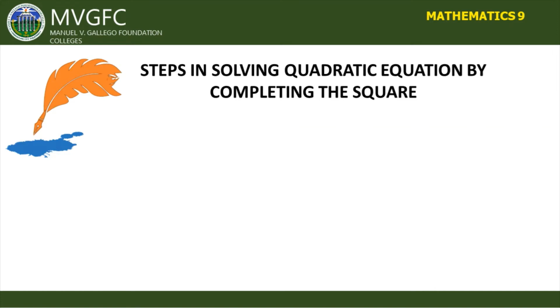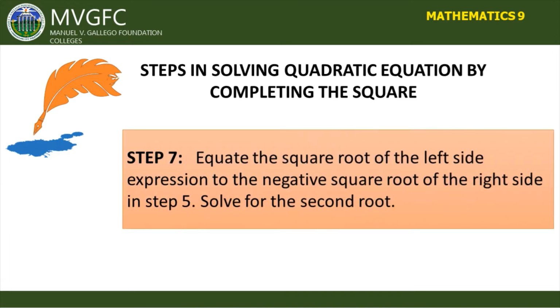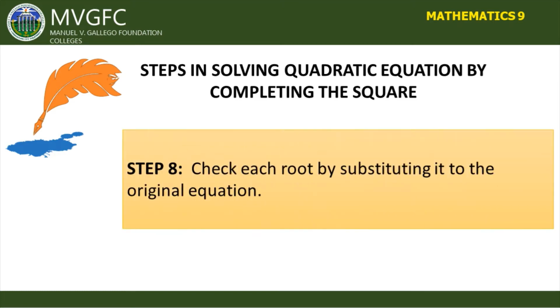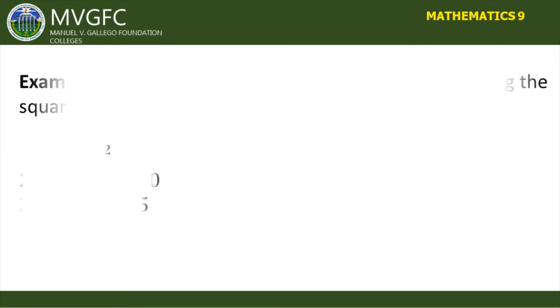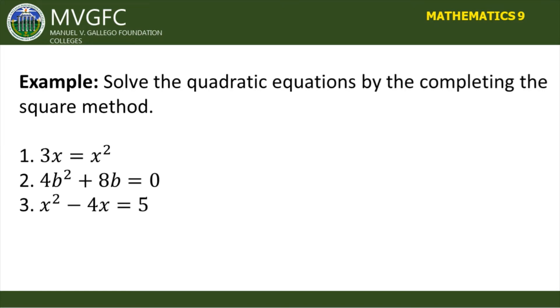Then solve for the first root and then find the second root of the equation. For step number 7, equate the square root of the left side expression to the negative square root of the right side in step 5. Then solve for the second root. And lastly, for step number 8, you need to check each root by substituting it to the original equation. Seems so long? Don't worry, let's have an example for this.